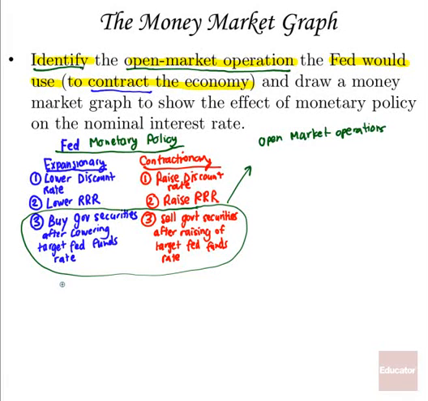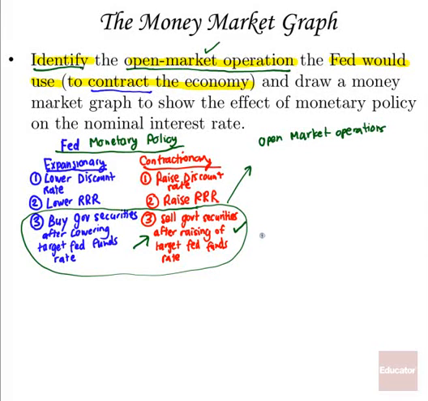You'd buy, bloat the economy here. If you sell government securities, then you would shrink the money supply, because you're putting IOUs back into the banks and you're taking away the money supply. So identify the open market operation, and in this case, it's going to be sell government securities. Now, how is that going to look on the corresponding graph? So the answer is sell government securities.